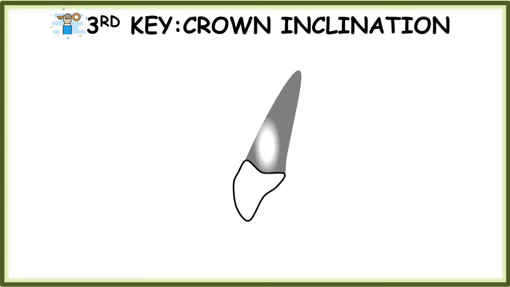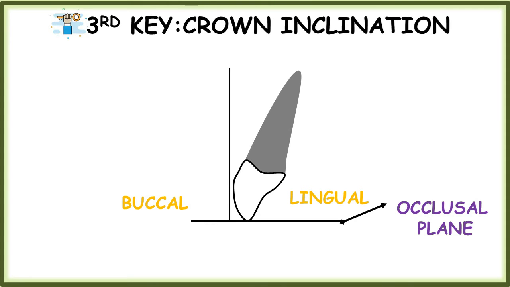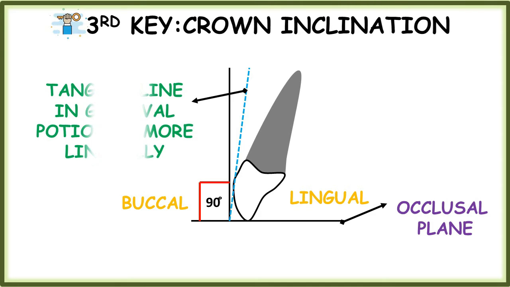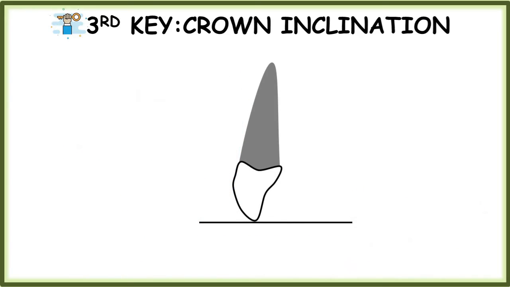Look at the figure. This is occlusal plane, this is buccal or labial side, and opposite to it is lingual side. Perpendicular is drawn from the occlusal plane, that is 90 degree angle. If we draw a tangent from the inclination of the tooth, you can see that the tangent line in gingival portion is more lingually. This is positive inclination when gingival portion of tangent line is lingual.